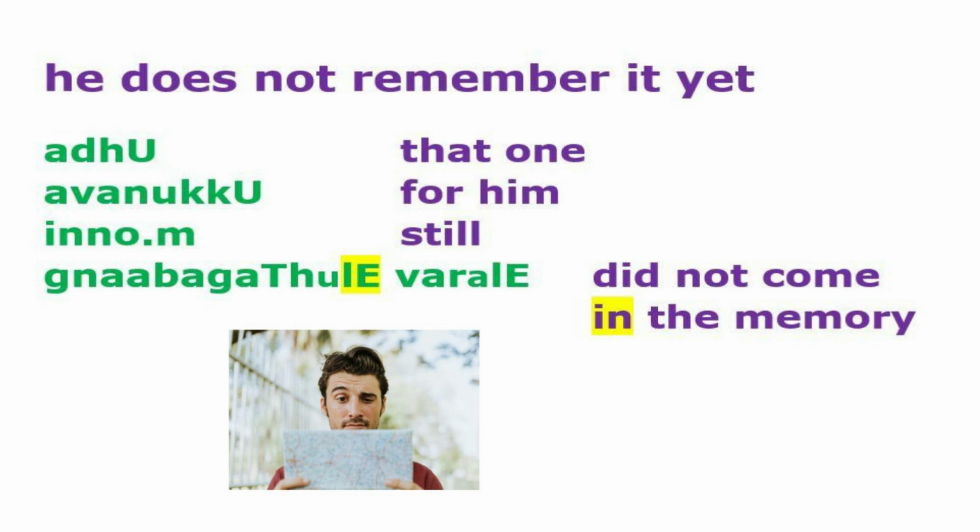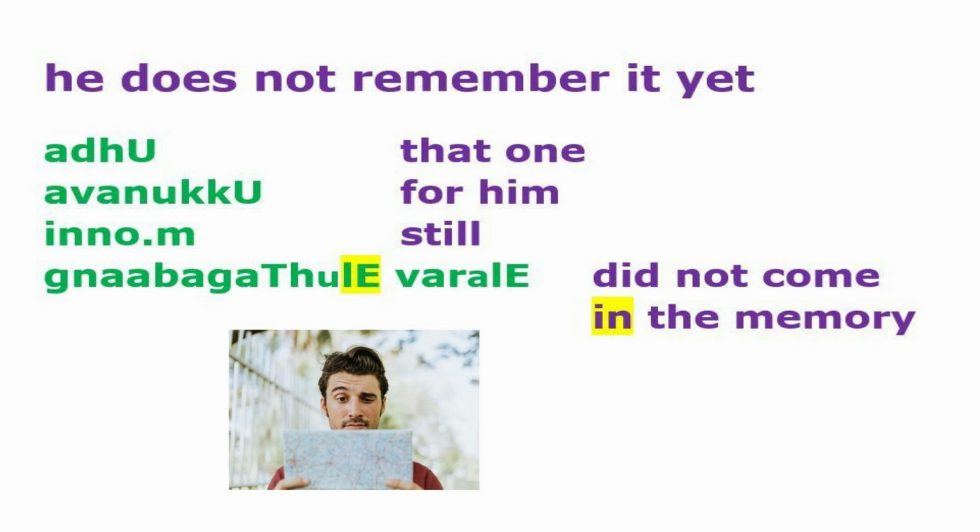He does not remember it yet. அது means that one. அவனுக்கு for him. இன்னும் means still. ஞாபகத்தில் வரல. ஞாபகத்தில் means in the memory or to the memory. It hasn't come to his memory yet. That's the literal translation. அது அவனுக்கு இன்னும் ஞாபகத்தில் வரல.